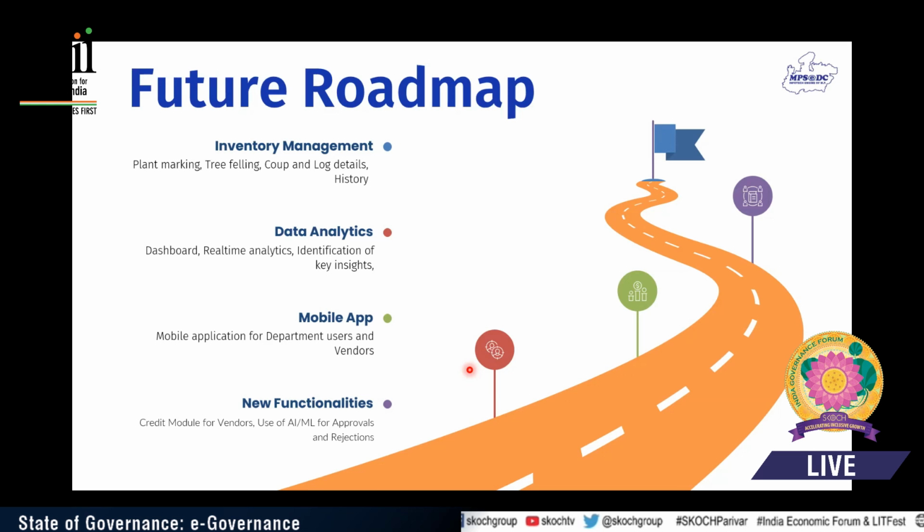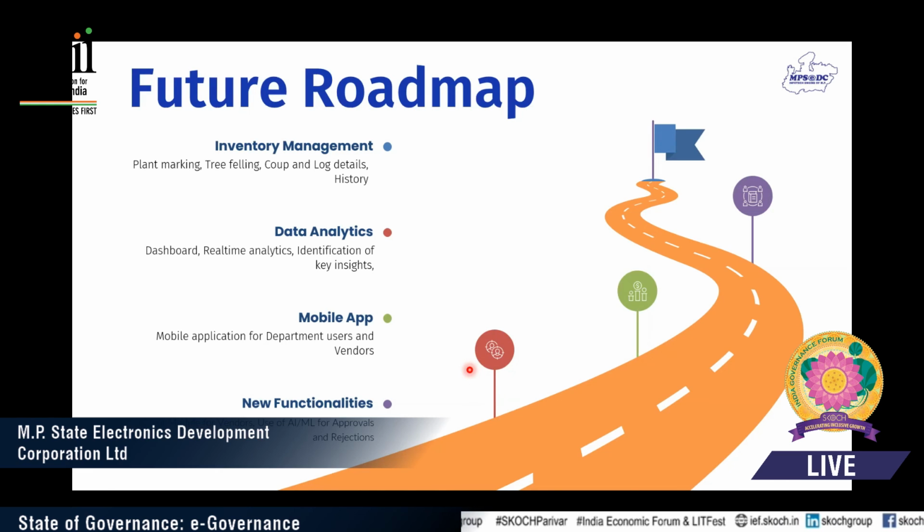Then there is data analytics. We want to achieve real-time data analytics by implementing a BI kind of solution, business intelligence. Then there is a mobile app which is planned for vendors and for the department also. So vendors don't have to use a computer system. All they have to do is log in on their mobile app and they can participate in an e-auction.